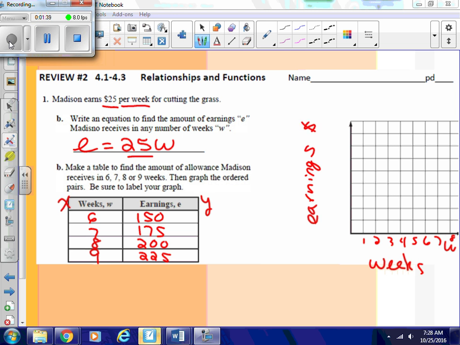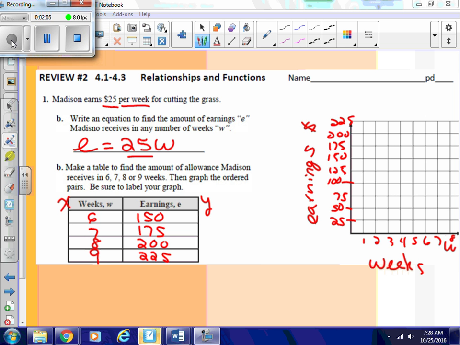And for that, we'll count by, well, let's see. I can count by 25 and it will fit. If this is 25, this is 50, 75, 100, 125, 150, 175, 200, and 225. Okay, that's what we need. And let's plot our points.